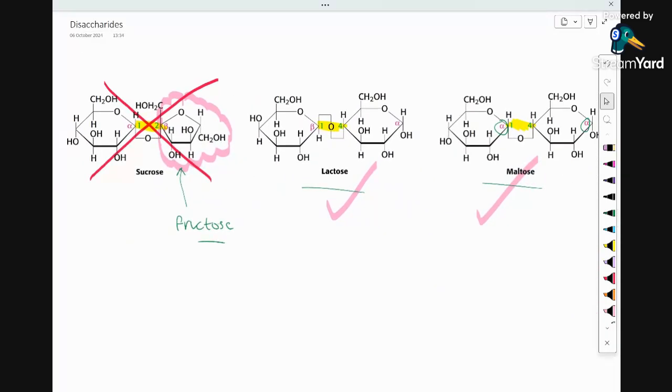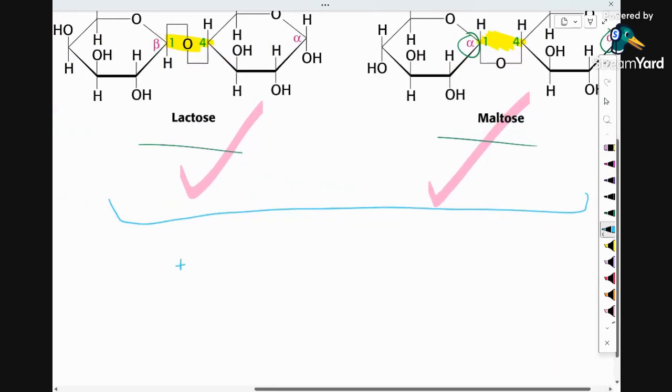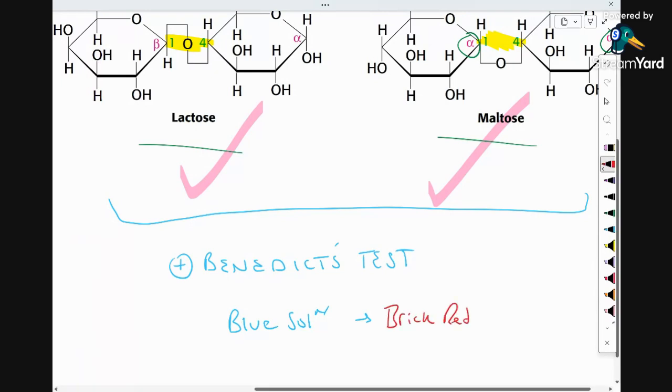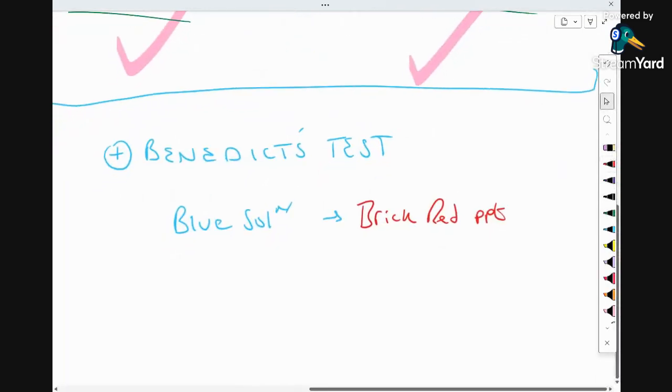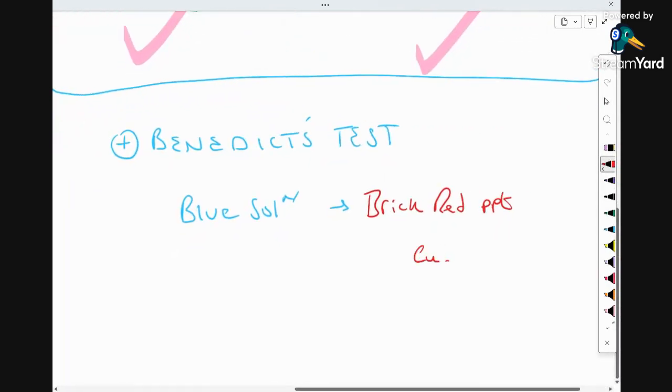Of these three disaccharides, it is lactose and maltose that are reducing. So these guys will give a positive Benedict's test, where we will go from a blue solution to a brick red precipitate. I've been drawing it in pink, whoopsie. And of course, if you're really good, we will say that this is a solid precipitate of copper(I) oxide.